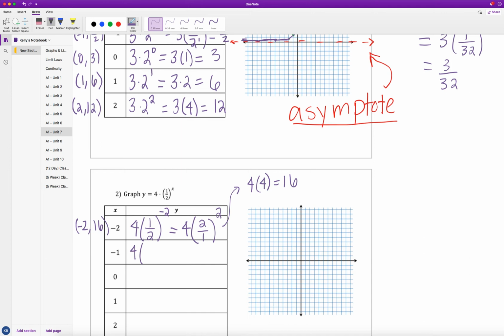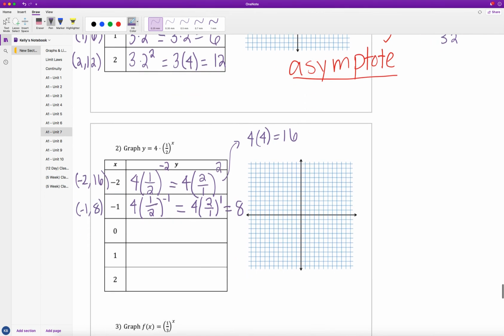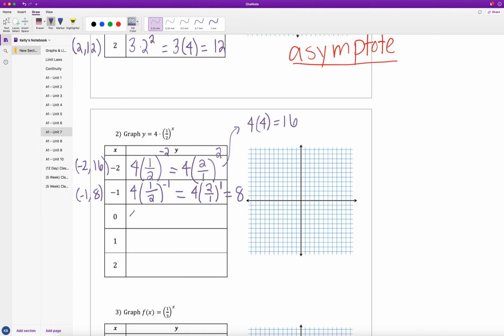Let's simplify the next one. So we get 4 times 1/2 to the -1st. Again, to simplify that negative exponent, I need to flip my base. So instead of 1/2 to the -1st, I'll end up with 2/1 to the +1st. So I have 4 times 2, and 4 times 2 will give us 8. So we have our next coordinate pair. For our third one, we get 4 times 1/2 to the 0. What will this simplify down to be? So 1/2 to the 0 power will give us 1. 4 times 1 will give us 4. So we get 0, 4.